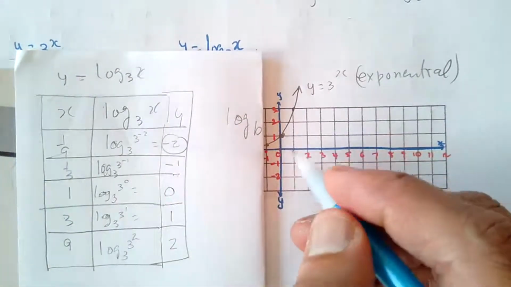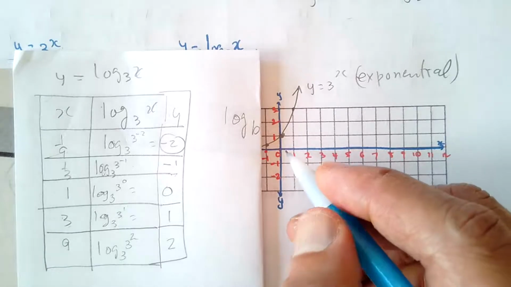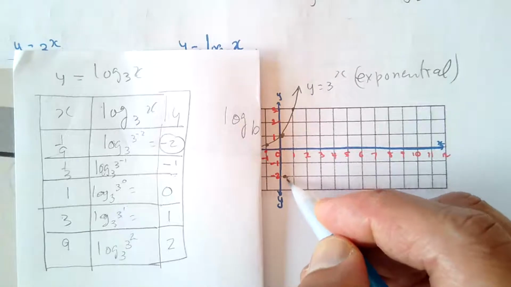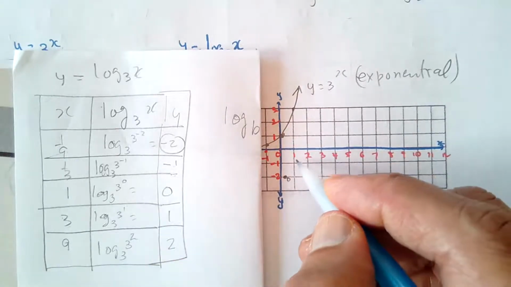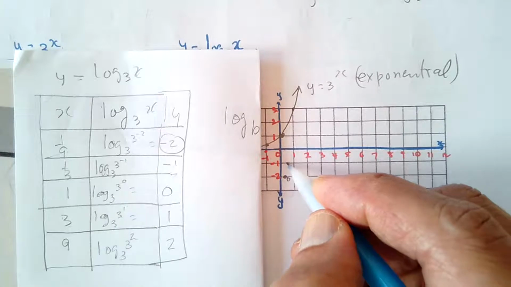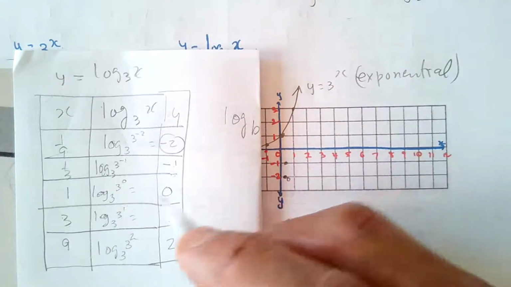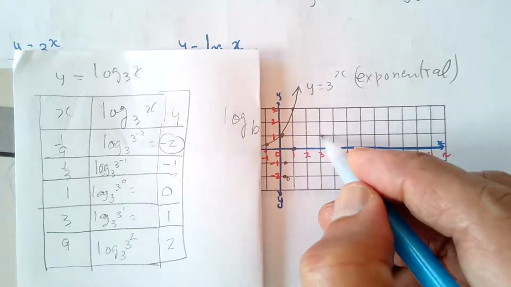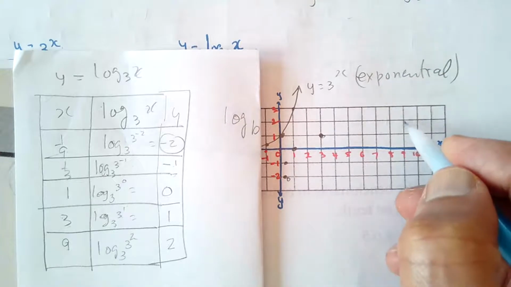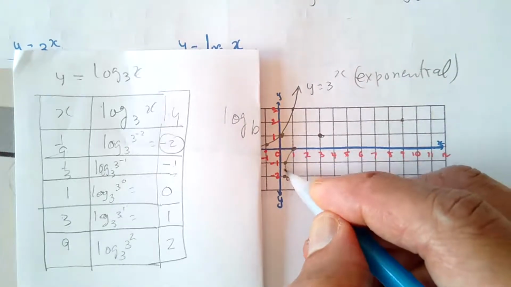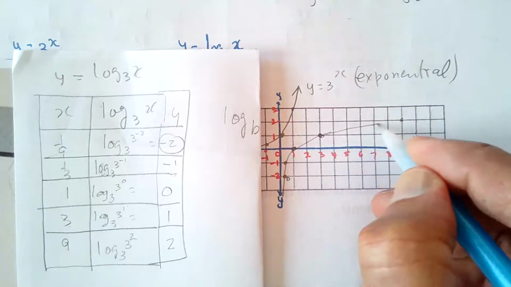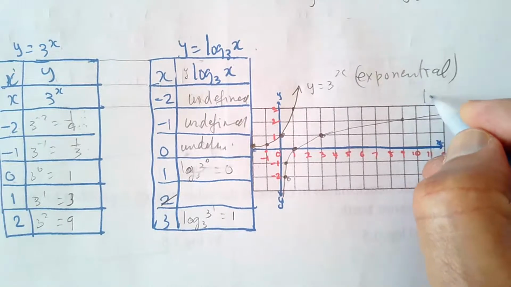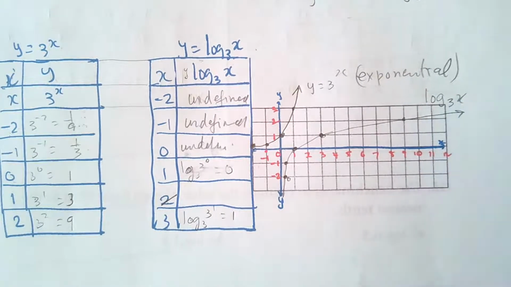1/9 is -2, so x is 1/9, -2 is down here. 1/3 is -1. X is 1, y is 0. X is 3, y is 1. X is 9, y is 2. So this is my graph. Now that becomes your log base 3 of x.